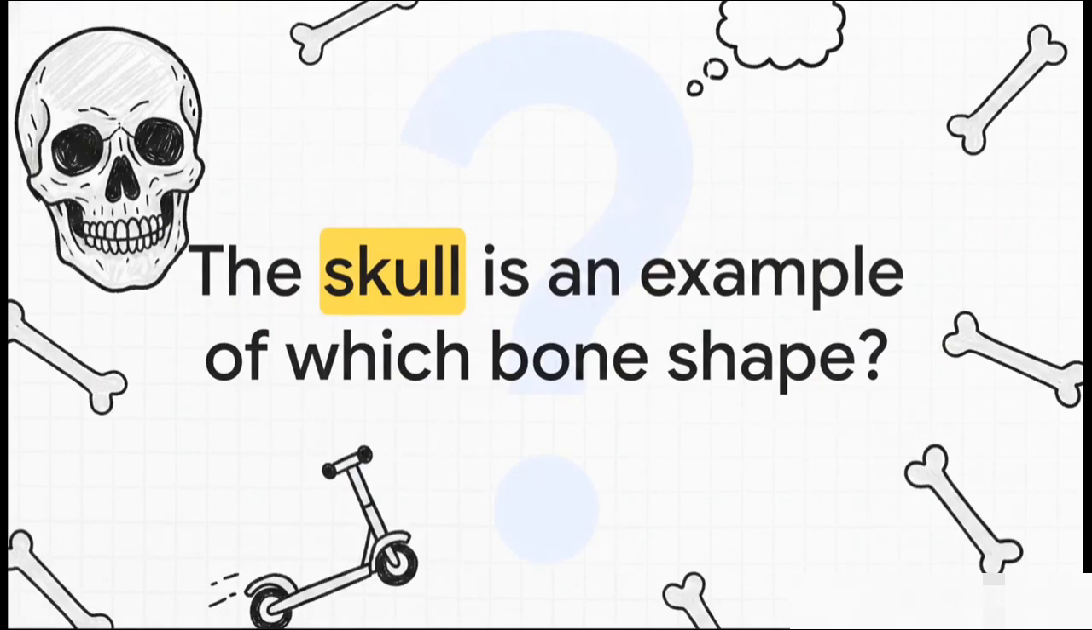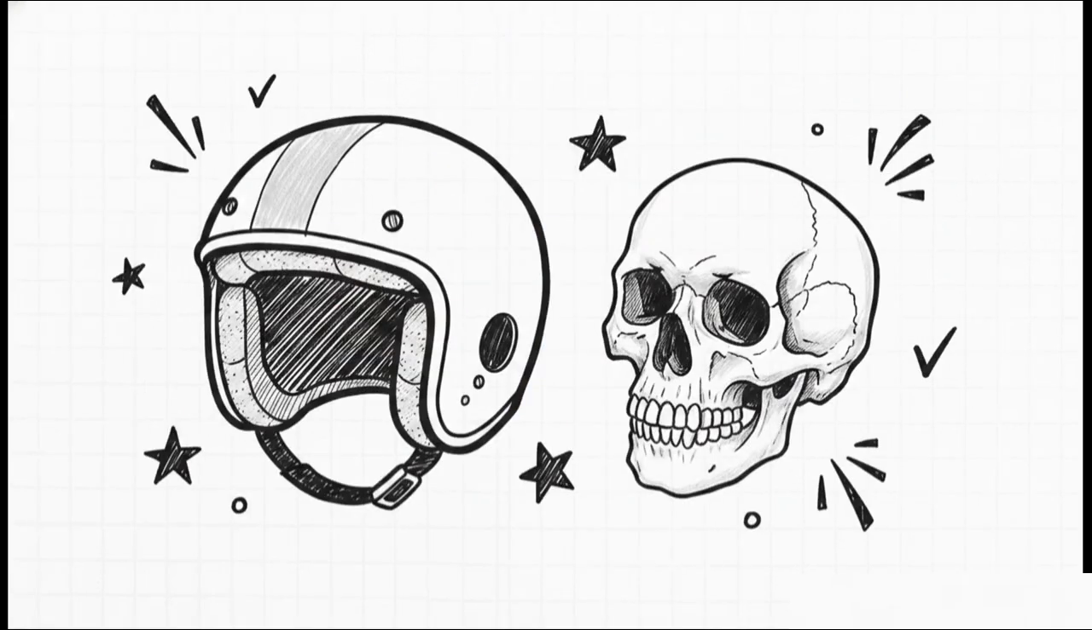The skull, which protects your brain, is an example of which shape? Remember the scooter analogy? What do you think? Flat bones. See, this shows exactly how effective those simple memory associations can be. You picture the protective helmet, and suddenly the anatomy just makes perfect sense.